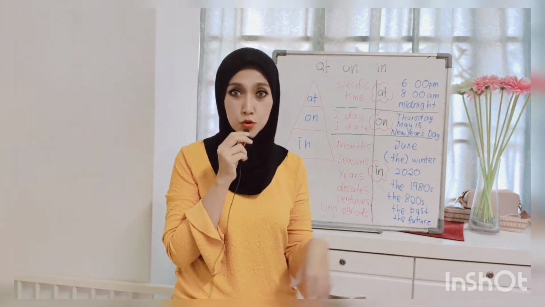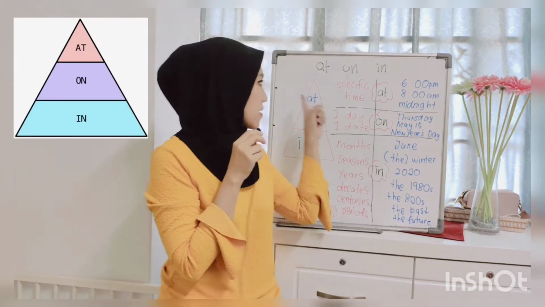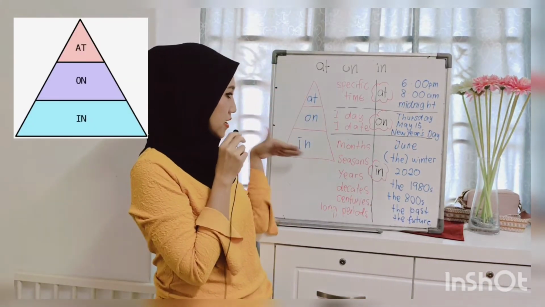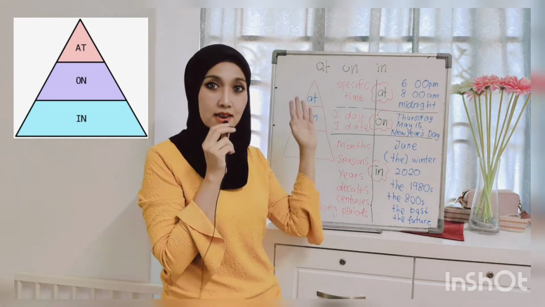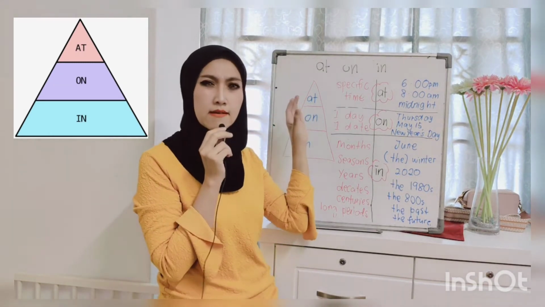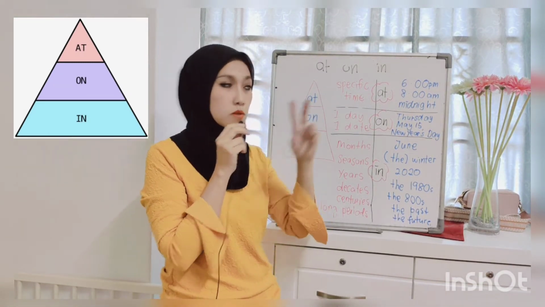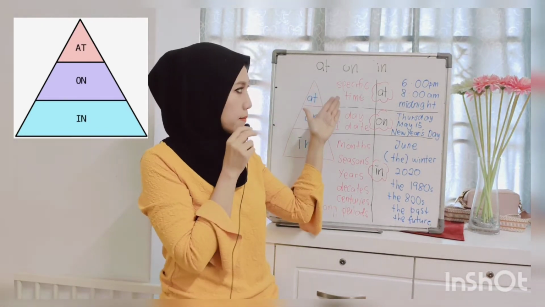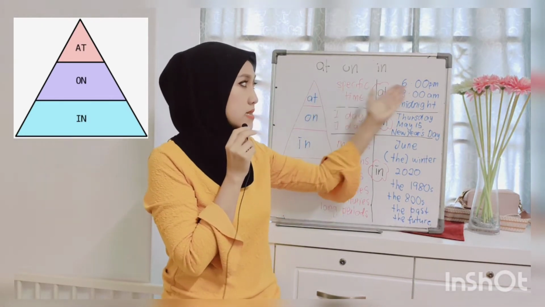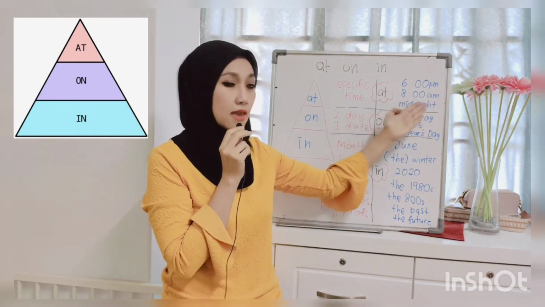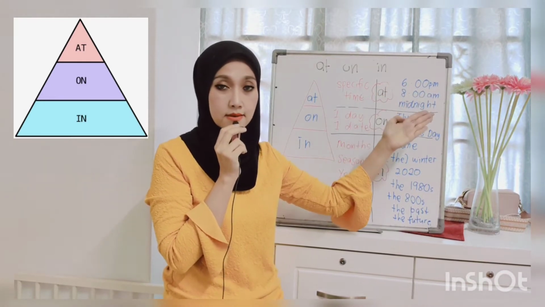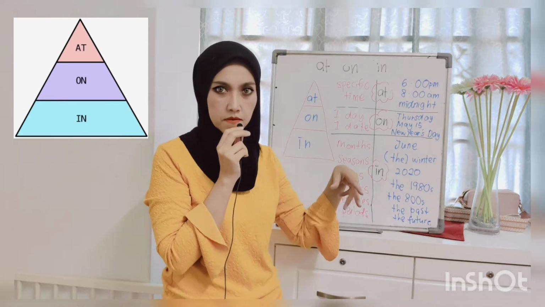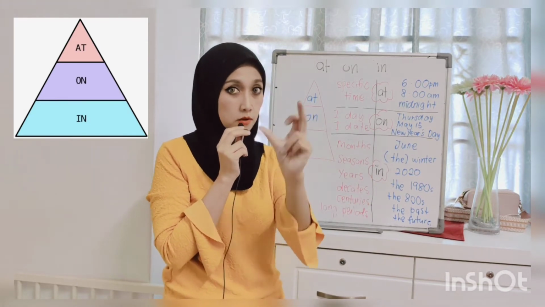Okay, now let's see how this triangle method works. You see, this is the triangle. At is on top, the narrowest. That shows we use at for a very specific time. For example, at 6 p.m., at 8 a.m., at midnight. Those are very specific and in a short period of time.